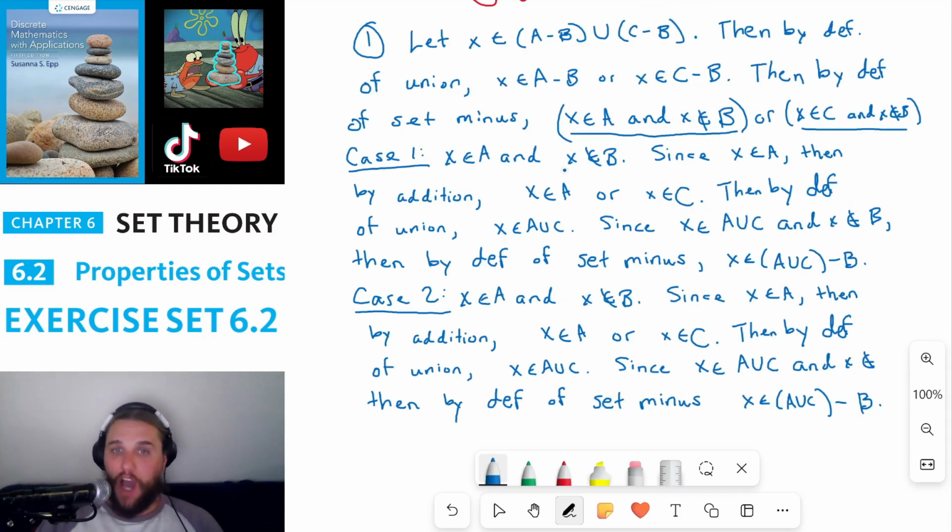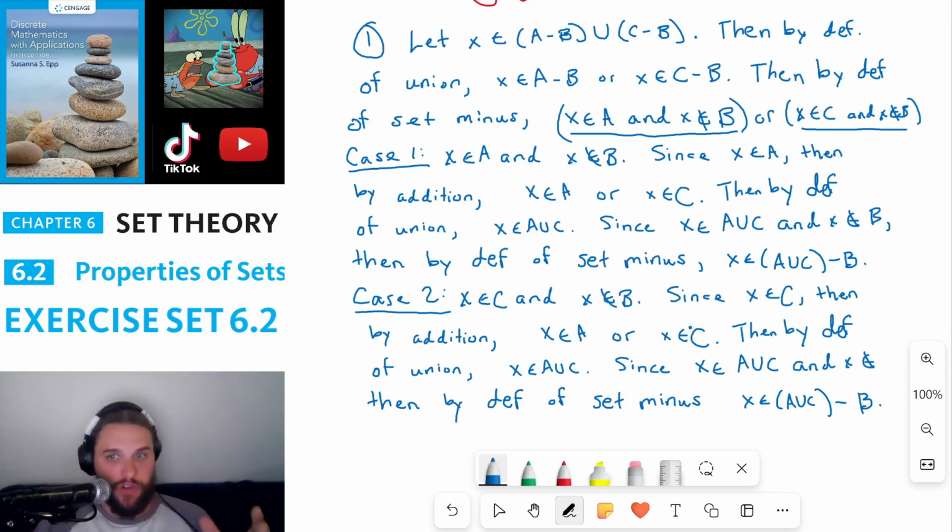Now we can actually copy paste case 1 here, but we just have to make one small adjustment. Instead of assuming that X is an element of A and X is not an element of B, we're actually assuming X is an element of C and X is not an element of B. So since X is an element of C now, then by addition, X is an element of A or X is an element of C.